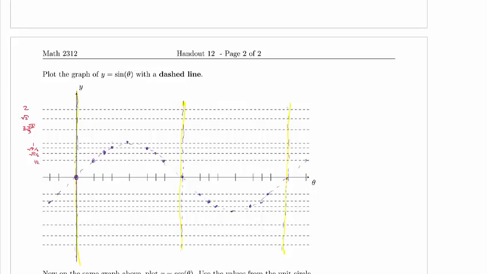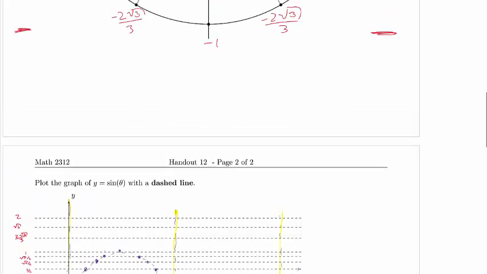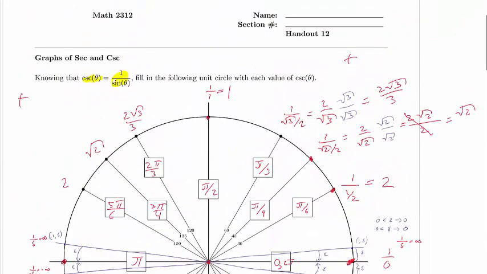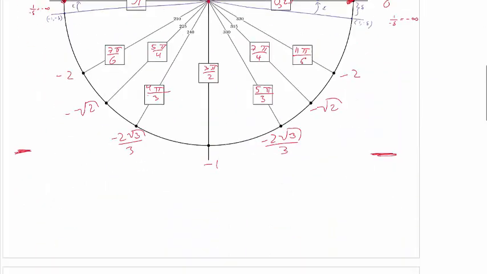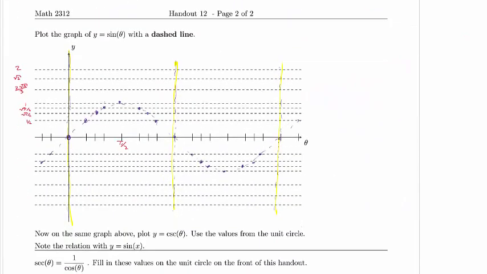Alright, so why don't we look here at pi over 2. We'll start there first, the midpoint here in that little interval. Oh, well, look at that. It's 1. So let's go ahead and graph 1. So it's right on top.